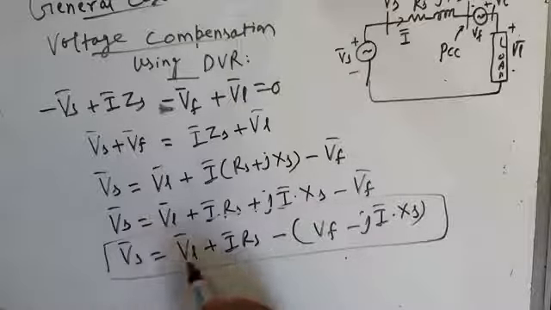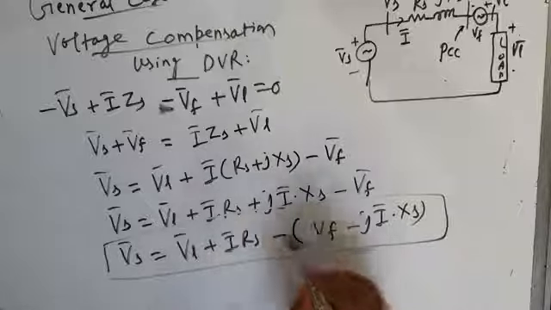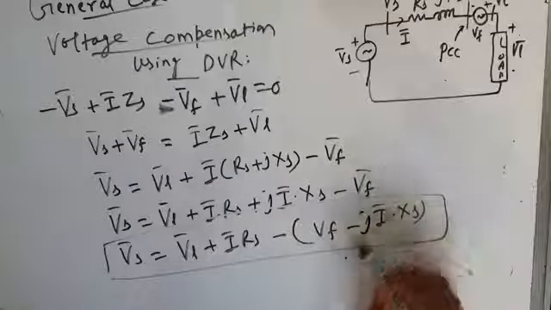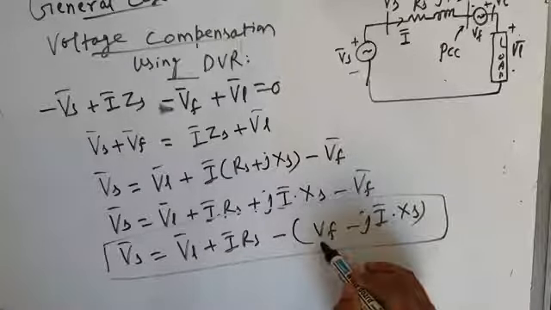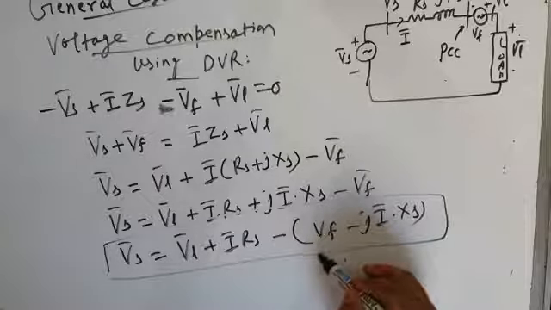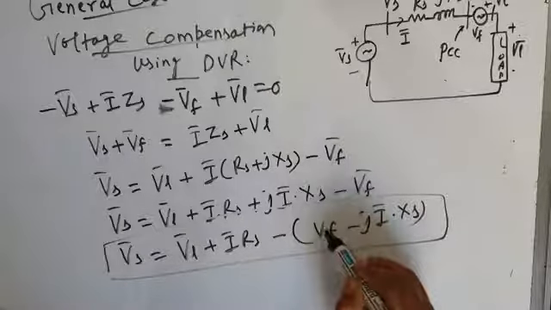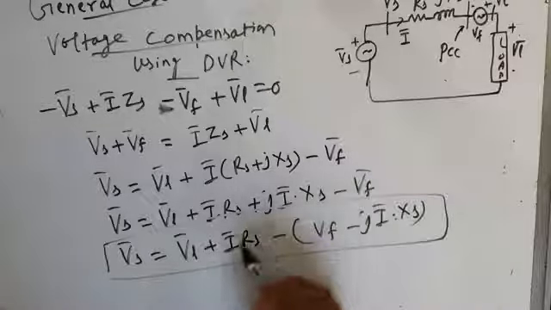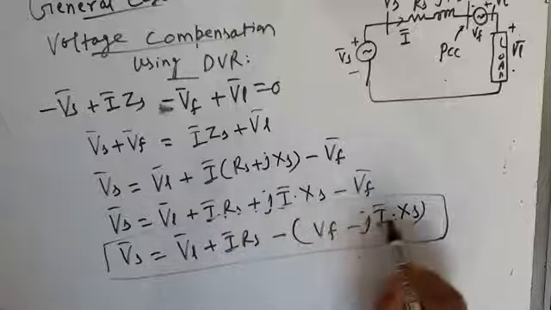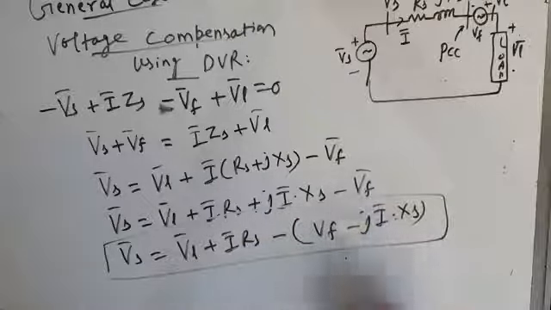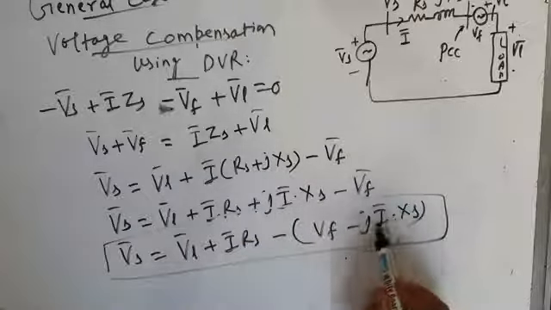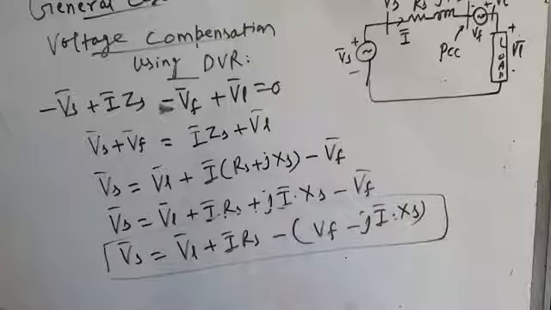Actually, your source voltage is greater than load voltage by this drop and this drop. In between now, an additional voltage has arrived in the equation, that is this compensation voltage, the DVR injected voltage. This injected voltage will subtract from these two drops. That means it will try to compensate these two drops. It will try to negate or cancel the effect of these two drops in such a way that source voltage becomes same as load voltage.